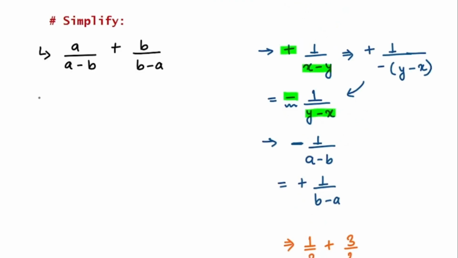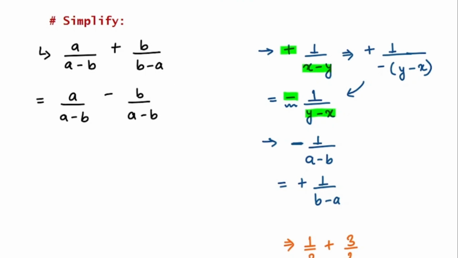Now we can easily simplify our question. So we have our a divided by a minus b and plus b divided by b minus a. I'm going to flip this denominator so they have common denominators, okay? So we have a divided by a minus b. I'm going to change this plus into minus so that I can flip the denominator. So we have b divided by a minus b.